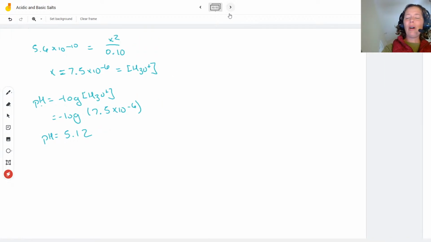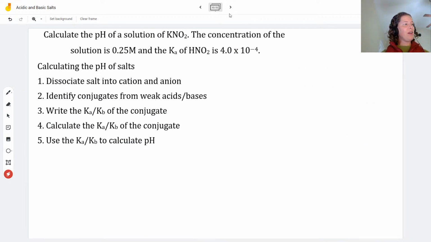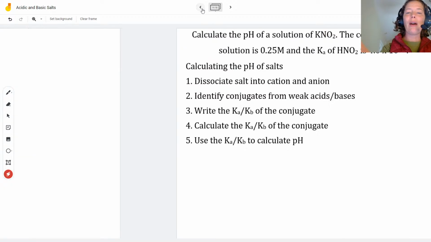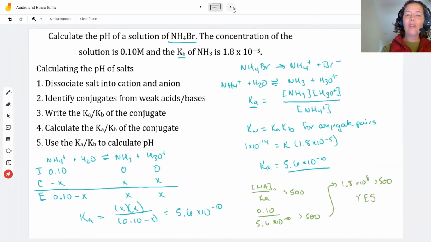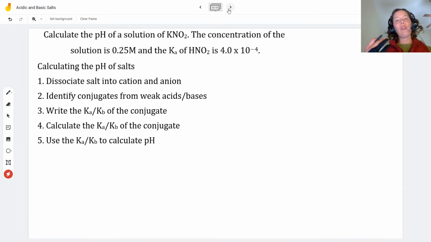Okay, let's go on to another calculation because we're doing okay on time. So this one we've got potassium nitrite, which again we have talked about. We've determined already that we have a weak base in this solution. So now we're going to actually do a calculation and figure out what the pH is once we're given a concentration here. The concentration of our solution is 0.25 molar, and the Ka of nitrous acid is 4 times 10 to the negative 4.